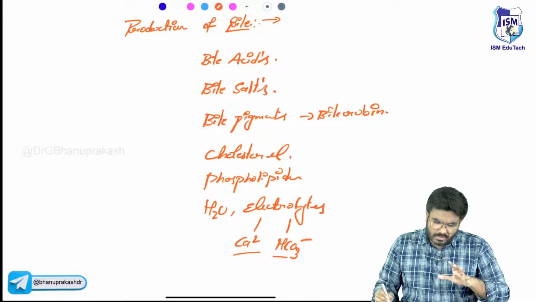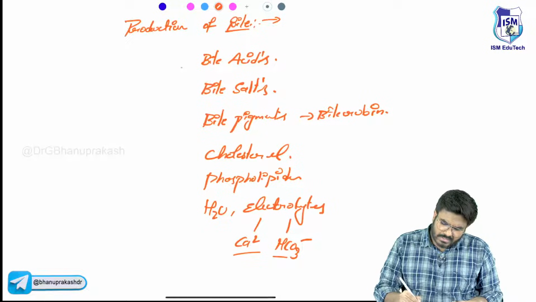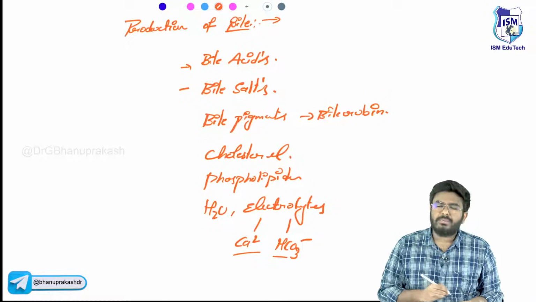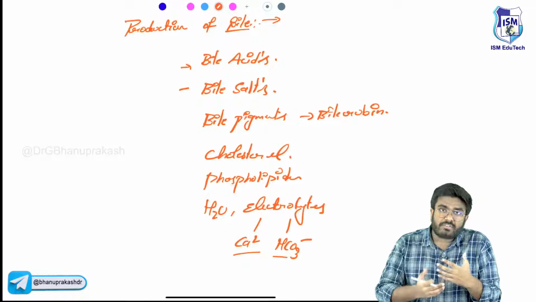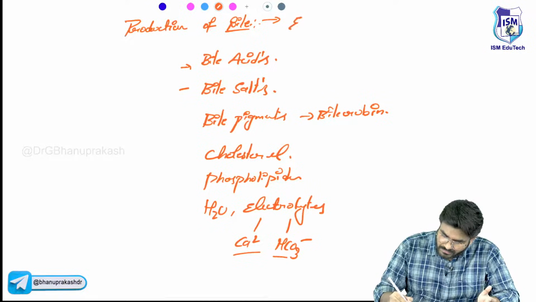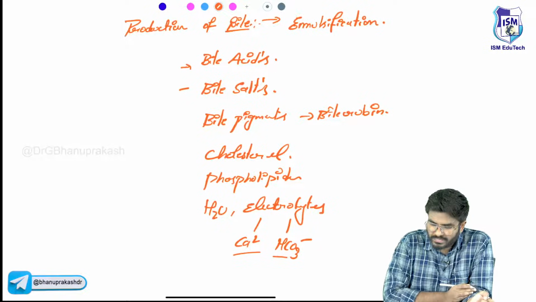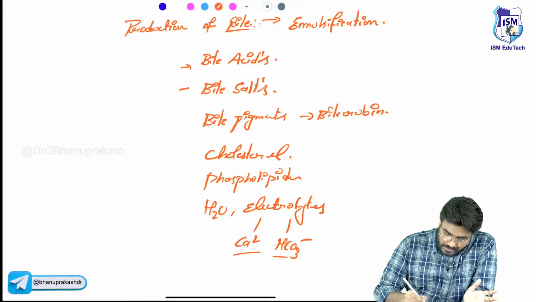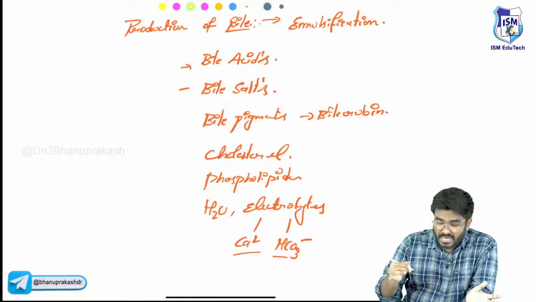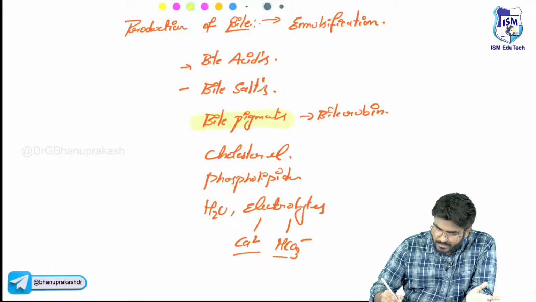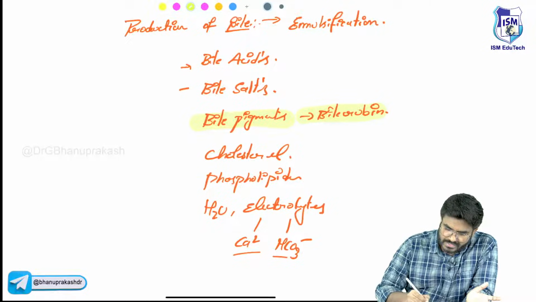So what are these bile acids and bile salts doing? See, they help in the digestion of the fats. The process is called emulsification of the fats. Now here the main point which I want you to know is this bile pigments. So what exactly is this bile pigment? From where is it coming?